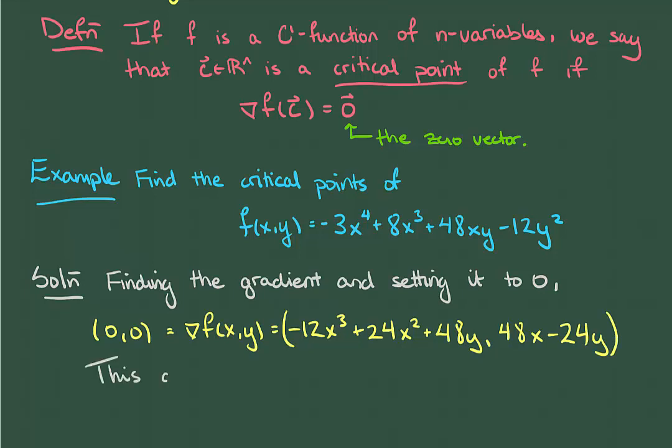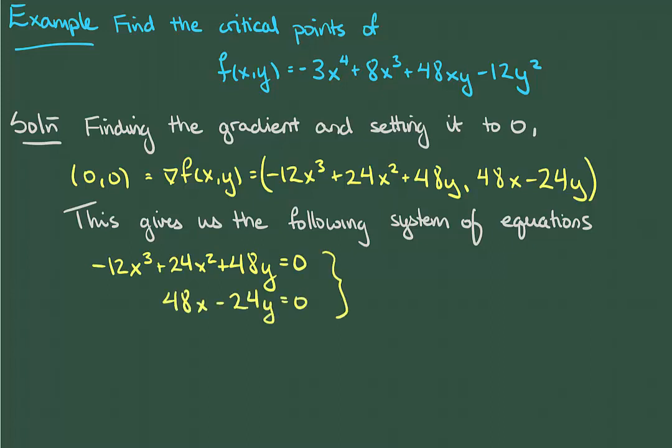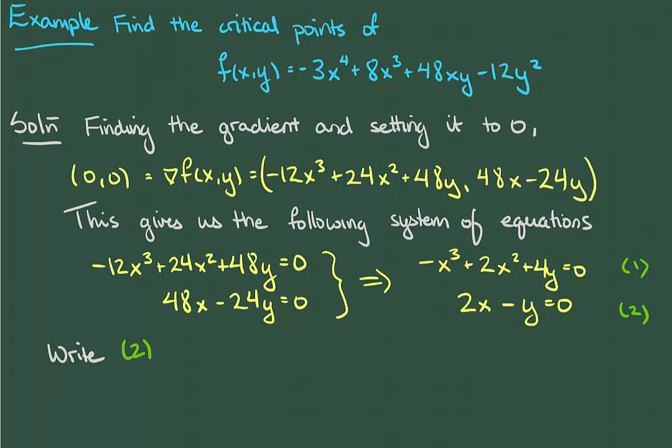This ends up giving us a non-linear system of equations. The first equation comes from setting the x partial to 0, while the second equation comes from setting the y partial to 0. And there are some extraneous factors here, so let's simplify a bit. So we have to solve this nonlinear system. There are a bunch of ways that we could do this, but I'm going to use the second equation to write y is equal to 2x.